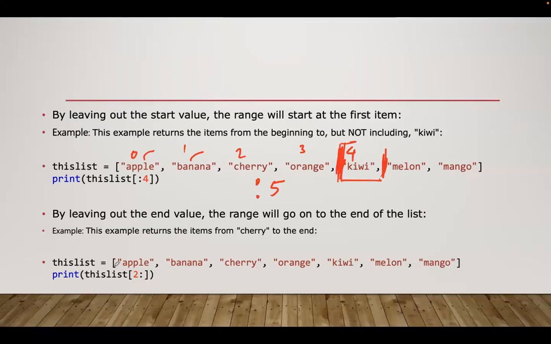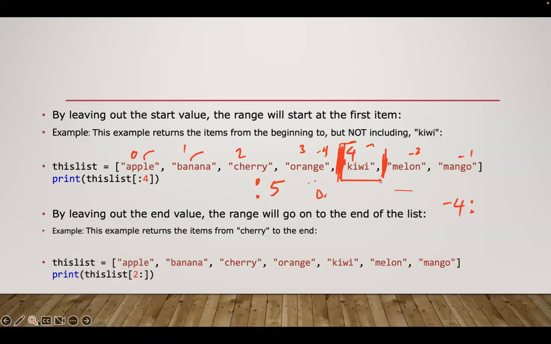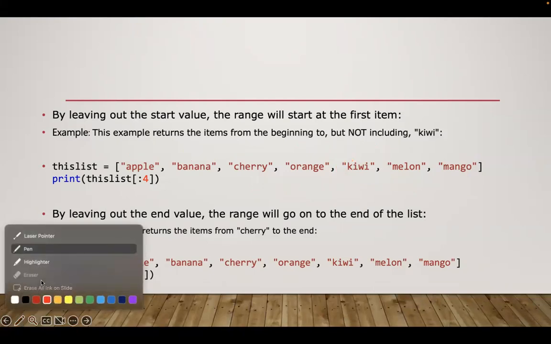So what about if I decide to call a range from the negative side? If I say -4 colon, it's going to count -1, -2, -3, -4. So it's going to start from -4 to the end. So it's going to call orange, kiwi, melon, and mango. So I want you to understand this concept very well. It's one of the simplest concepts we have.